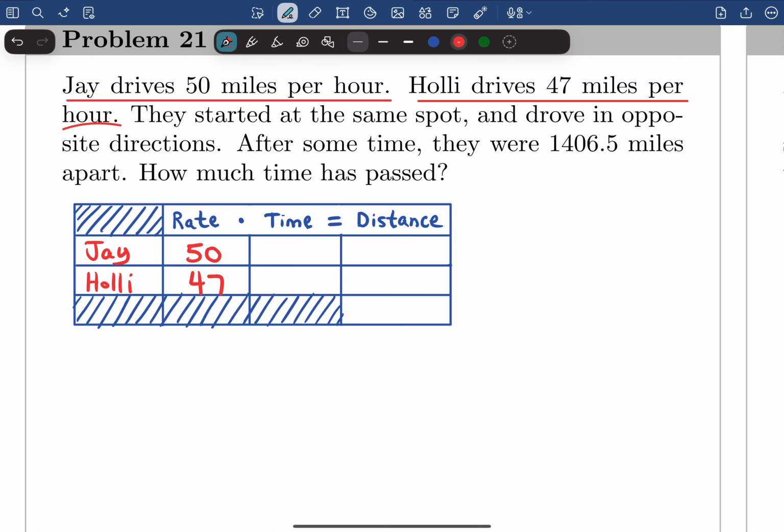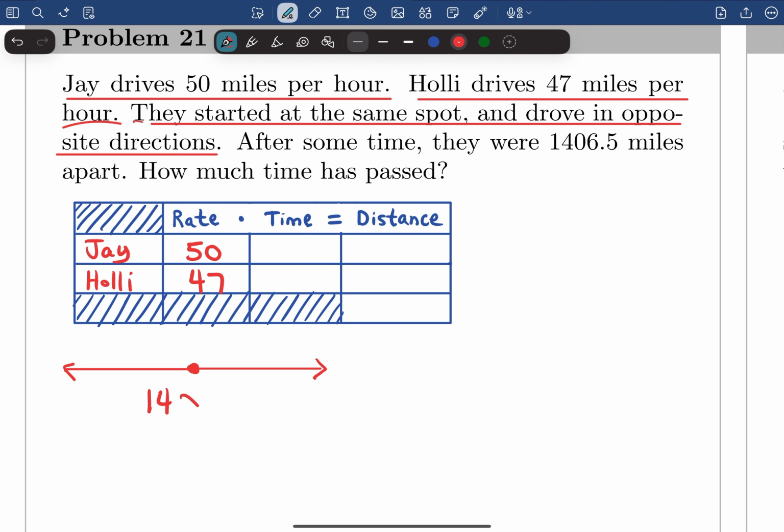And now they started at the same spot and drove in opposite directions, right? So maybe you draw a little diagram really fast. They started in the same spot and they drove opposite directions like this. Now, after some time, they were 1,406.5 miles apart. So the total distance they've gone as they've traveled is 1,406.5 miles. So, that is the total distance of both of them combined together. I can put that right here, 1,406.5.